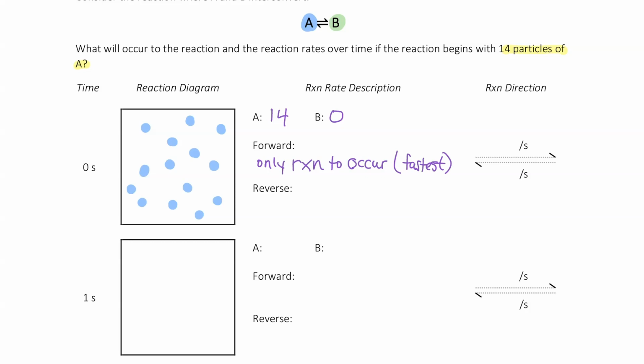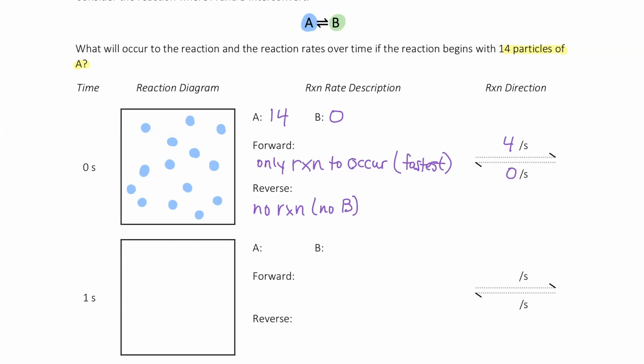So if the forward reaction is the only one to occur, for the reverse reaction we can say no reaction because we have no B. Okay, I'm going to give you a forward reaction rate, and then you can help me with the rest of this. Let's say the forward reaction rate is 4 particles per second. What's the reaction rate for the reverse reaction? 0, great.